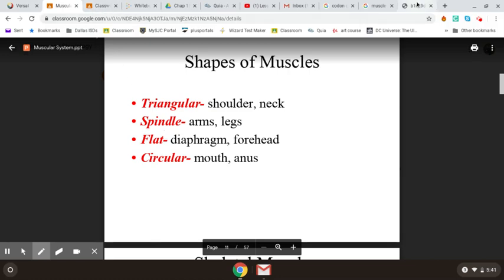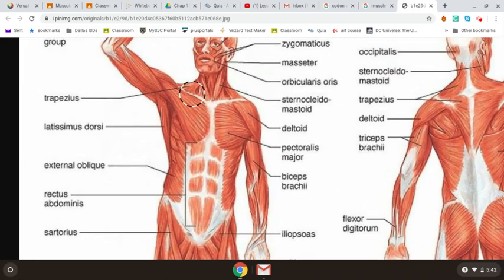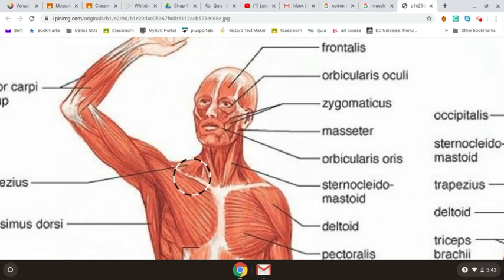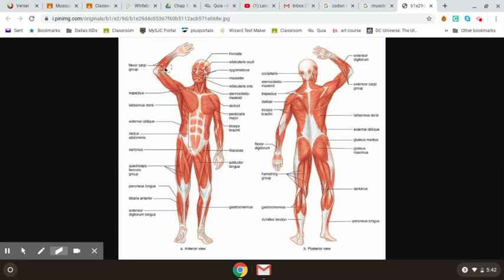And then you got circular muscles. Okay, circular muscles are muscles like your mouth, your eyes. Okay, so let's see if I can zoom in. There we go. Okay, you can see the mouth and the eyes are circular muscles right here. Okay, circular muscle, eyes and mouth. Also, your anus is a circular muscle as well. Okay.